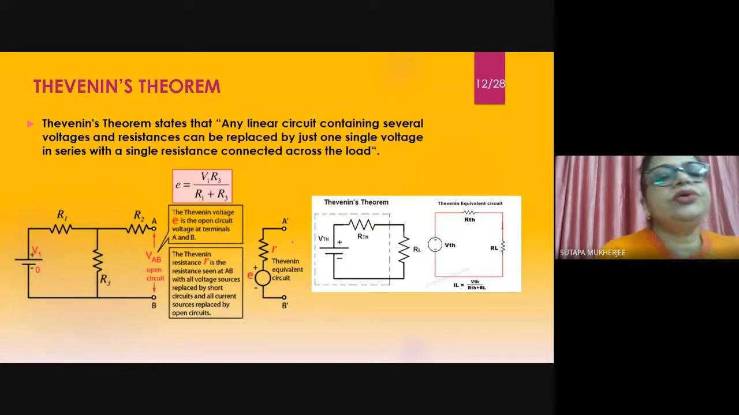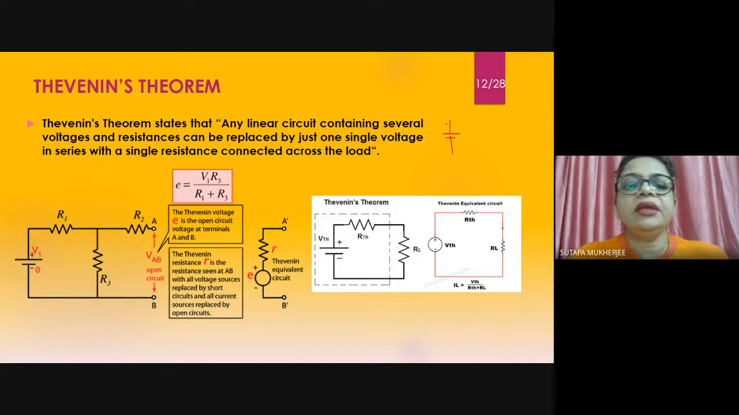So we come to Thevenin's theorem. Thevenin's theorem states that any linear circuit containing several voltages and resistances can be replaced by just one single voltage source in series with a single resistance connected across the load. If you consider this circuit, again I am drawing it, it will be helpful for you. There are many resistances or inductances or capacitances in a particular circuit. Using Thevenin's theorem, how can you simplify the circuit? The simplified circuit will be like this.